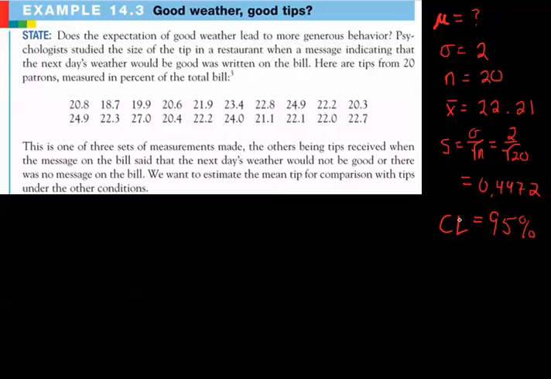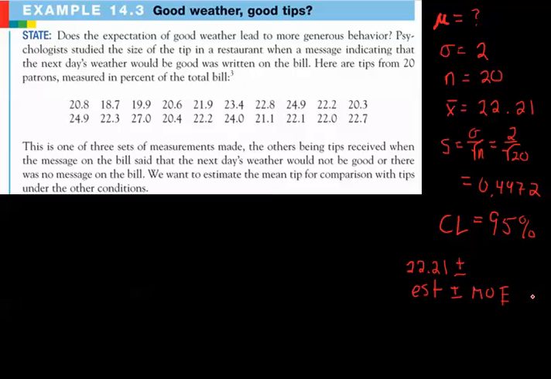And so in the past, what we would have done is we would have said that we have our estimate plus or minus our margin of error, and that would have yielded the confidence interval. And our estimate would be that the population mean is going to be the same as the sample mean, which is 22.21, plus or minus the margin of error.